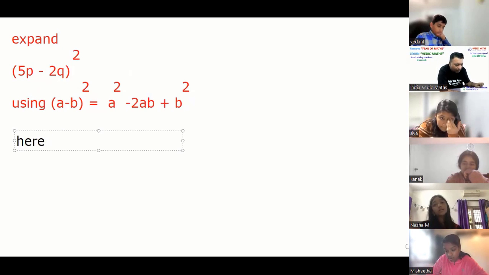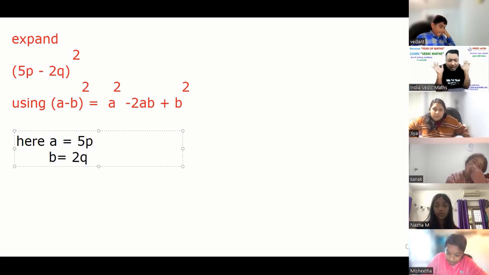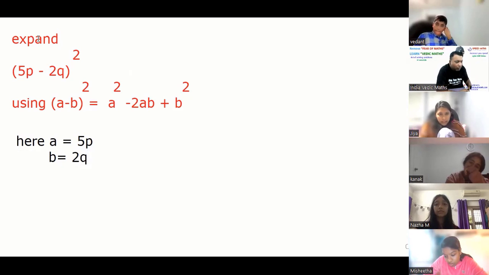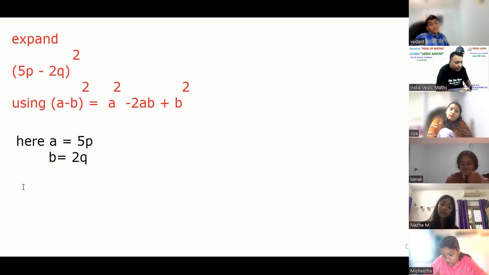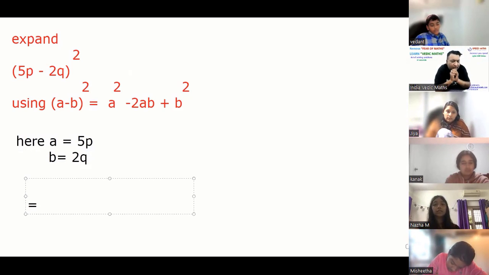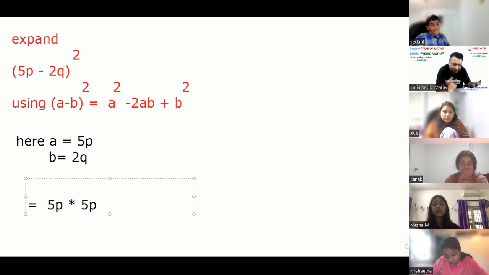A is 5p, correct, and B is 2q. Is everybody good here? A is 5p and B is 2q. Now we are going to solve this. We'll directly start writing here. What is the first term in the answer? In the identity, A squared. A is 5p, so it will be 5p into 5p. First term is done.